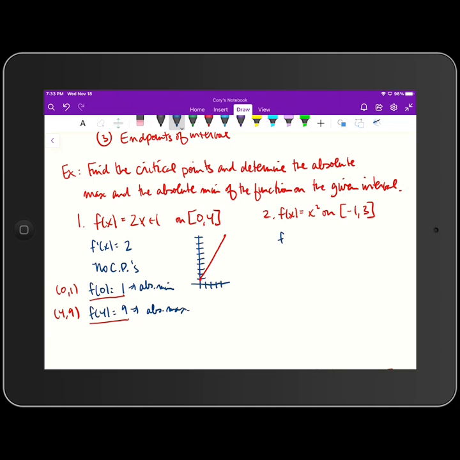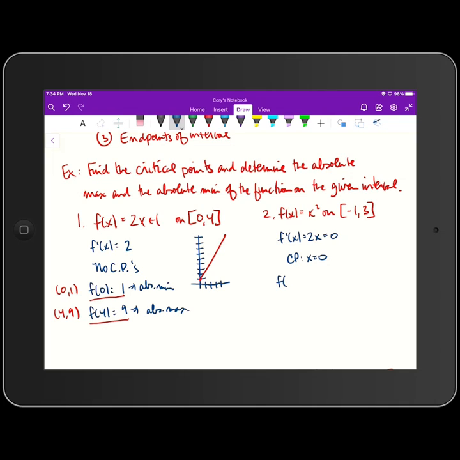All right, so what I want to do next is find the derivative of my function. The derivative of that function is equal to 2x. There is nowhere for which that derivative is undefined. To find the critical points, we want to find where that derivative is equal to 0, and that happens when x is equal to 0. So we have 3 values that we have to test now.